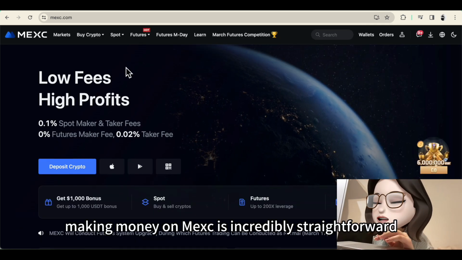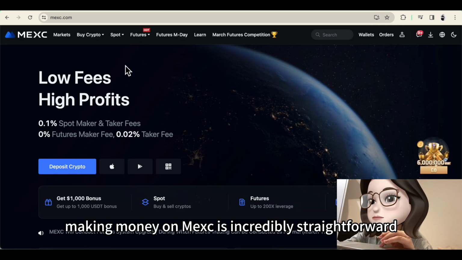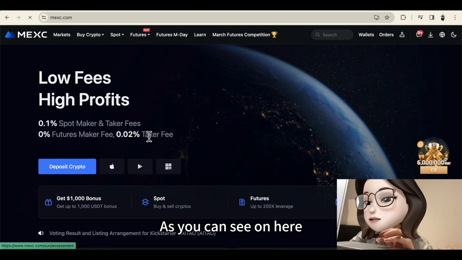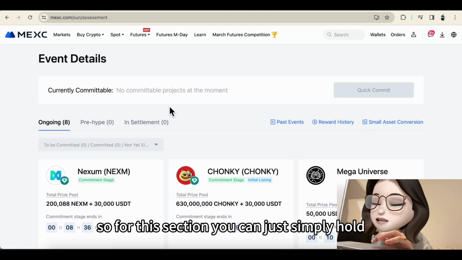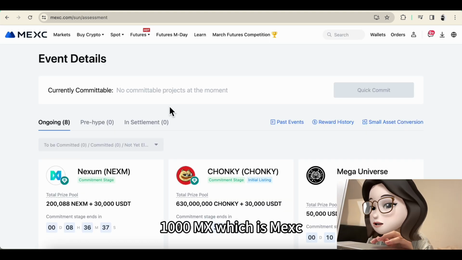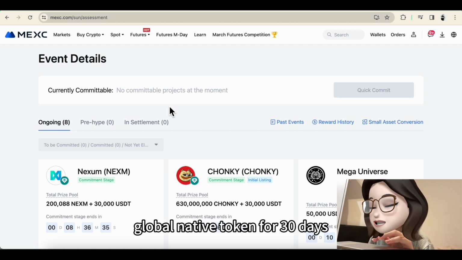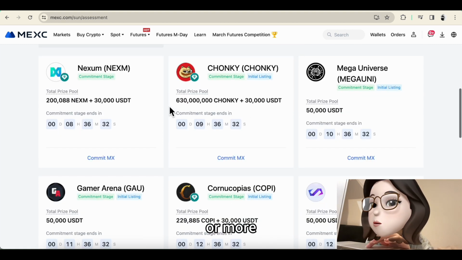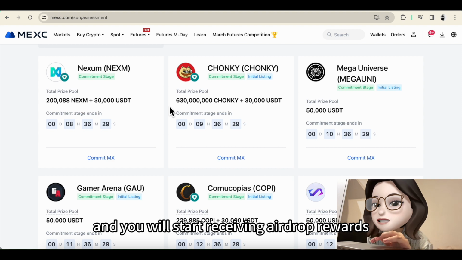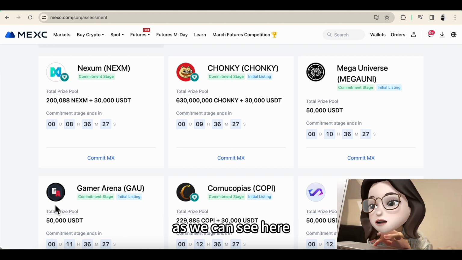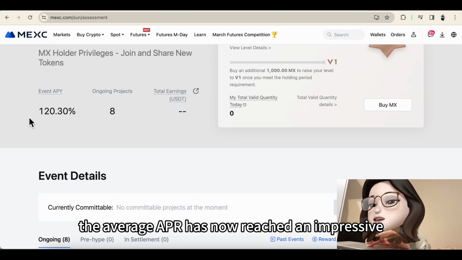The second thing is that making money on MEXC is incredibly straightforward, as you can see here. For this session, you can simply hold 1000 MX, which is MEXC Global's native token, for 30 days or more, and you will start receiving airdrop rewards, as we can see here. Now we can see that the average APR has reached an impressive 120%.